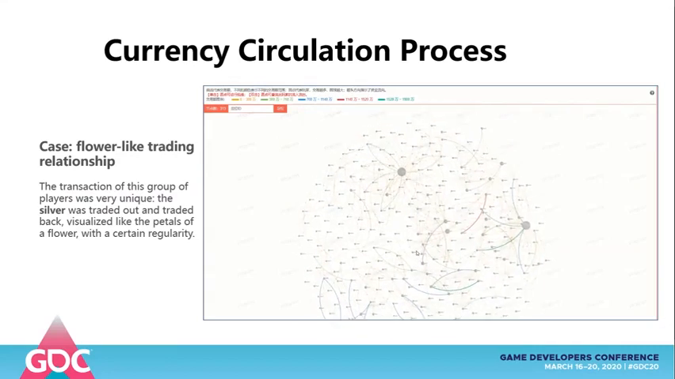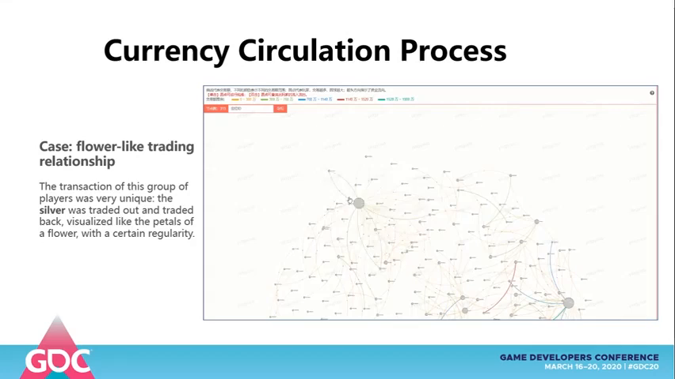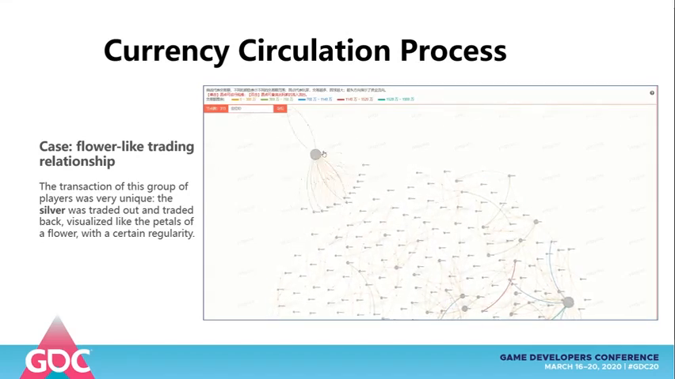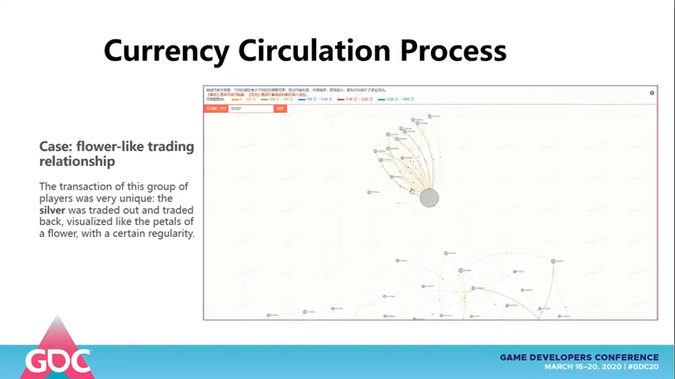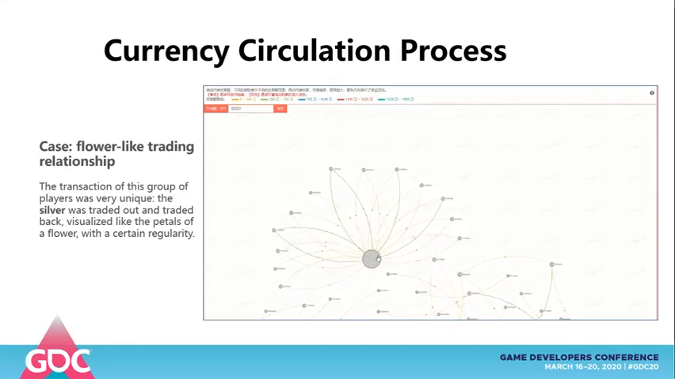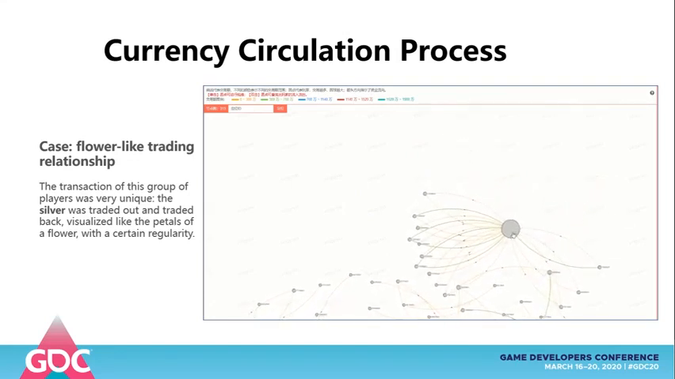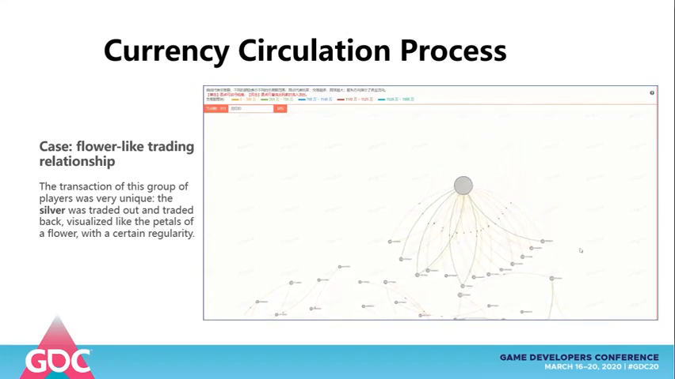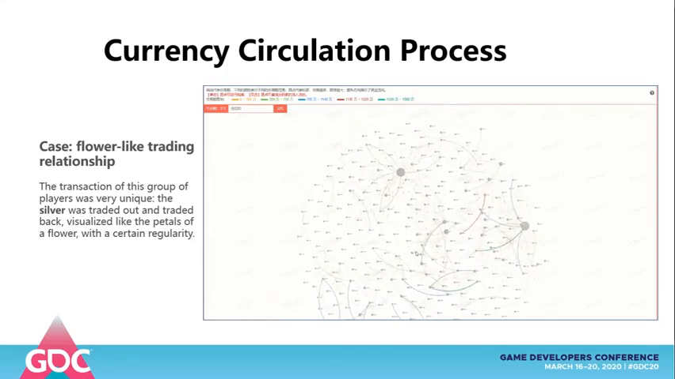Let me share with you a case from our real work. We have found that there is a flower-like trading relationship in the game. In this chart, the circles represent the players and the lines represent the trades. The flower chart clearly shows that there was a strange trading relationship in the game at that time. That is, one player and dozens of other players had frequent two-way trading behavior, and this pattern was kind of outside the overall trading market.